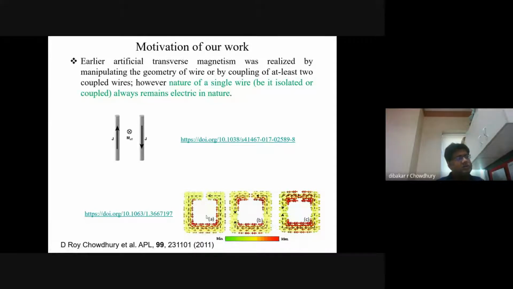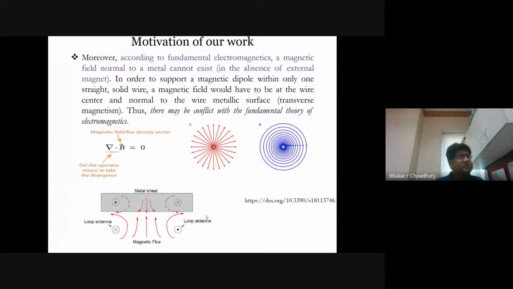But in all these cases, you need to twist the plasmonic wire, or change its shape, or use another plasmonic wire, to get the artificial transverse magnetism. But can one get a transverse magnetism directly coming out from the plasmonic wire? This is the basic theory from Maxwell's first and second laws: in the case of an electric field, if you have a charge, the field just comes out. But in the case of a magnetic field, it does not come out directly.